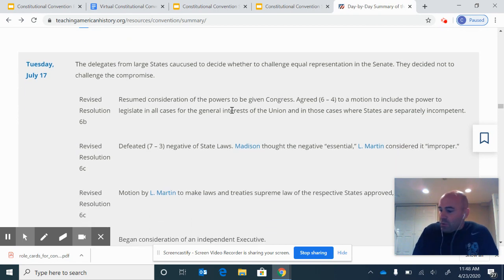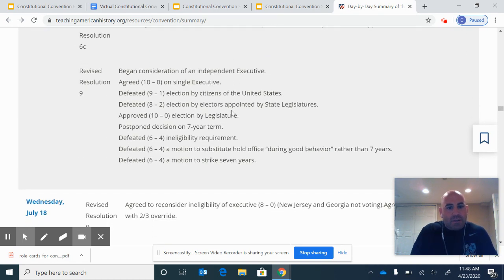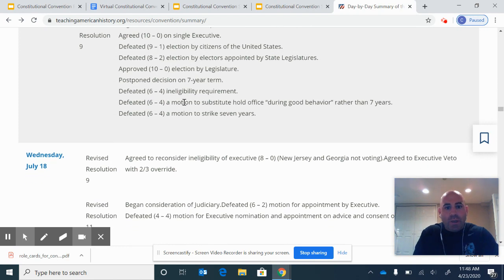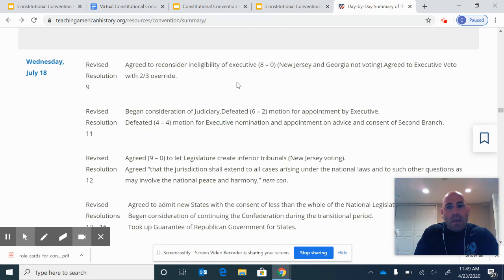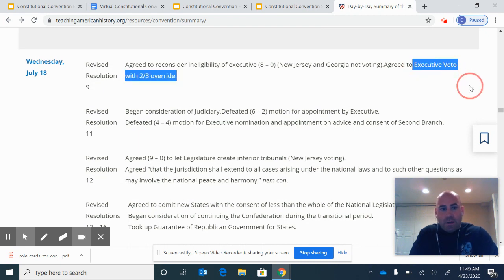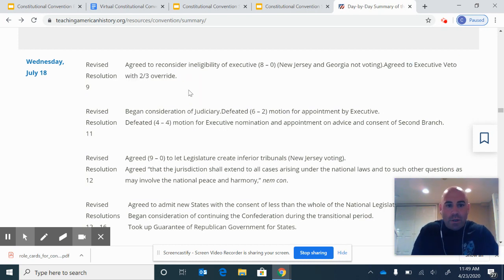We'll move along to some things they're debating, looking at requirements and talking about an executive veto. The fact that the legislative branch can override that with 2/3 was decided on July 18th, 1787. And that's still a major part of our government today. The legislative branch with a majority vote can pass bills. It goes to the president, the executive branch. The executive branch can veto that, and then they can override it with a 2/3 majority in both houses.